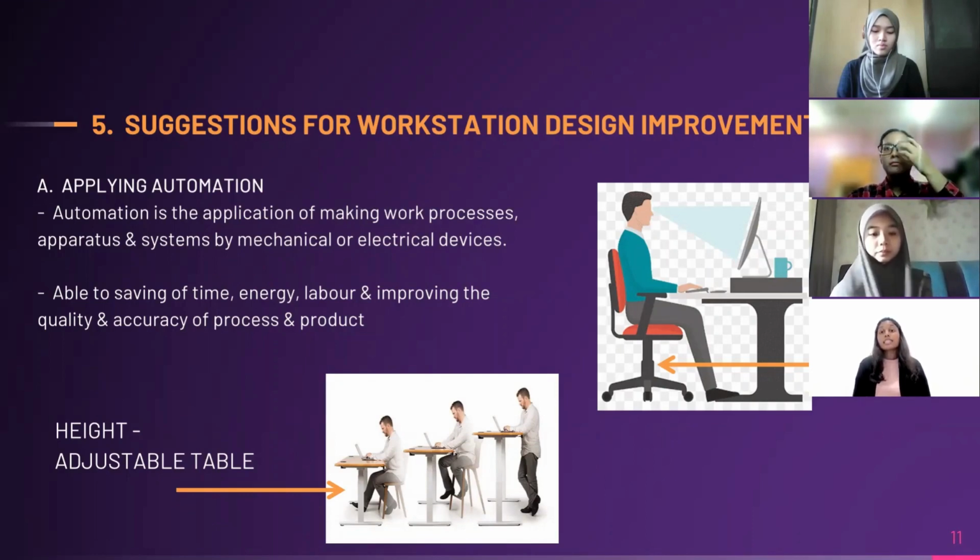The automation that we can apply is height adjustable work desks and chairs. They can be adjusted to the individual body height of the employee, both in sitting and standing position, to avoid constrained body postures and reduce muscle tension in the neck, shoulder, and back region. Secondly is redesigning workstation. Next slide.